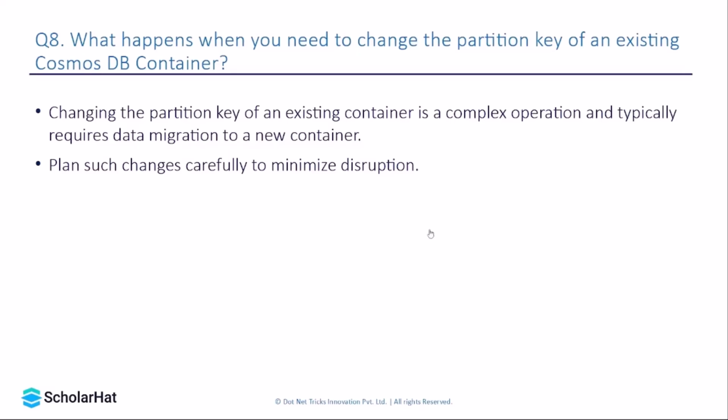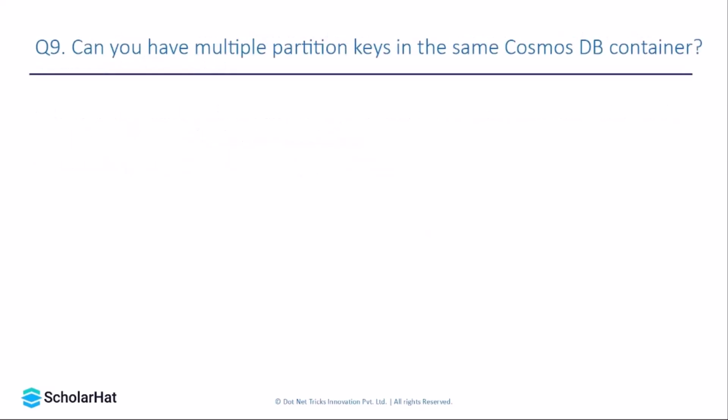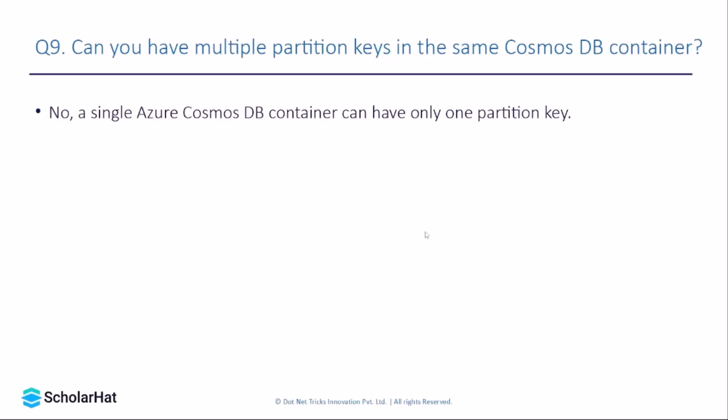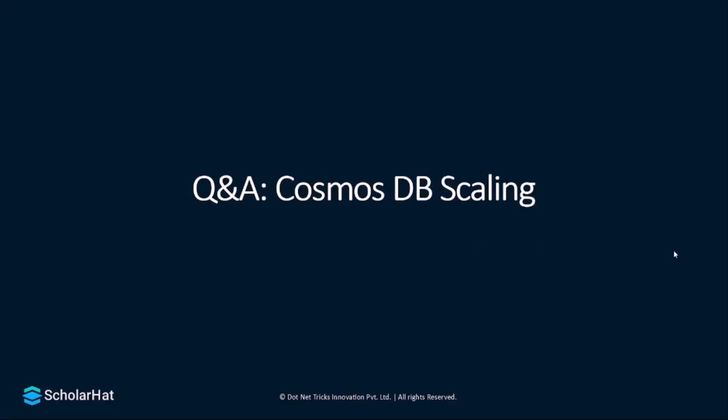Now let's move to our next question: can you have multiple partition keys in the same Azure Cosmos DB container? It can be asked in a different way as well, like this: is it possible to have multiple partition keys? The answer is no. A single Azure Cosmos DB container can have only one partition key. The key is used for distributing data across physical partitions. So that's why we cannot create multiple partition keys in the same Cosmos DB container. So this is all about the Cosmos DB container and its engine.